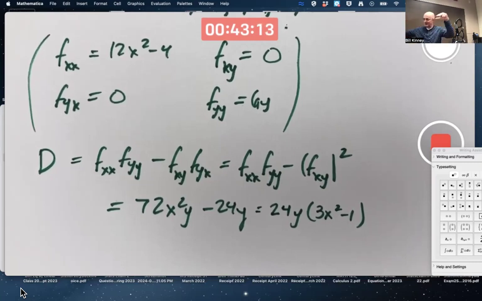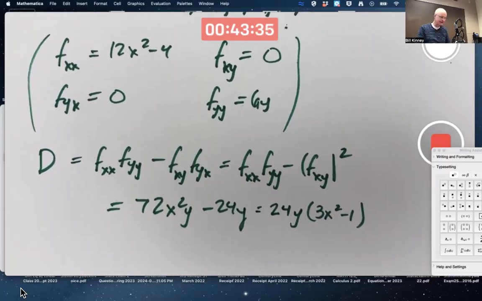I'm talking about the three-dimensional surface. That's the graph of the function. It's called a saddle point. It's a max in one direction and it's a min in another direction, if D is negative. If D is positive, then the critical point is either a max or a min, but you have to do something else to figure out which.